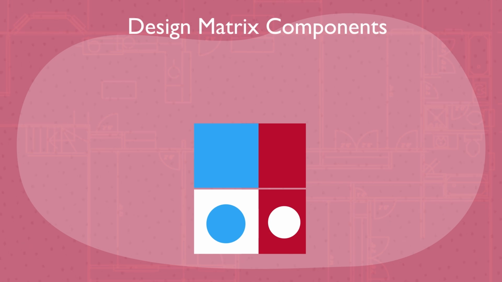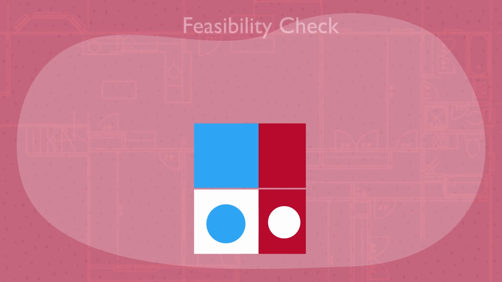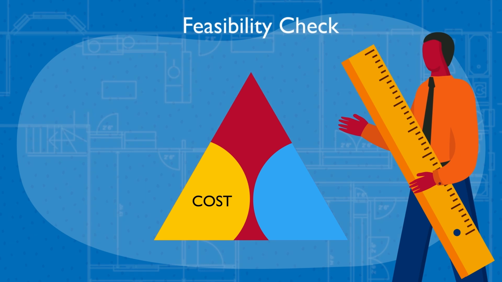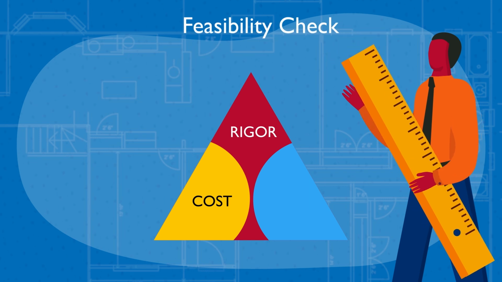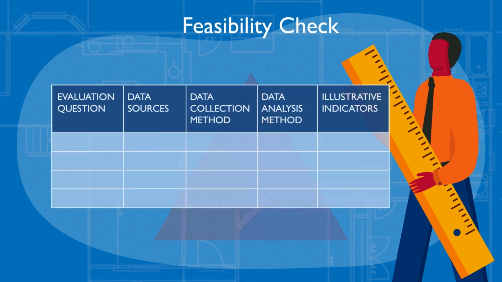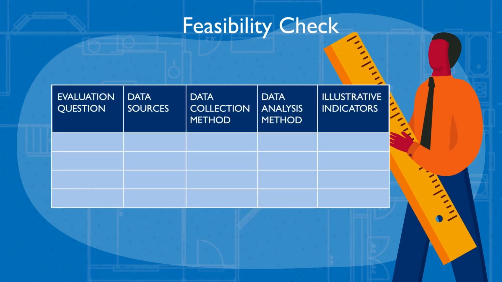The last thing to do is perform a feasibility check on your design. How much will it cost? Is your budget competitive? Is your level of rigor appropriate for the evaluation purpose and questions? Is it responsive to the SOW? How many weeks do you need to implement the design? Is this in line with the client's expectations? Based on your answers, revisit the design matrix and make adjustments. You now have a blueprint for your evaluation design.